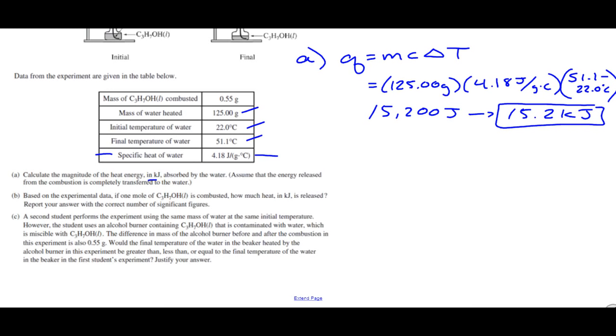All right, so we get to letter B. And these kinds of problems are ones that confuse students quite a bit. It is simply converting, and it's about units, but you have to understand what you need to start with and how you need to end. It says, based on the experimental data, if 1 mole is combusted, how much heat in kilojoules is released? Report your answer with the correct number of sig figs. So it's very important to understand how many sig figs you should be using and how you track that.